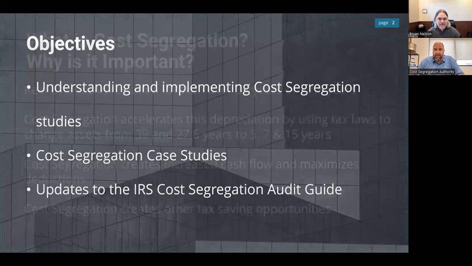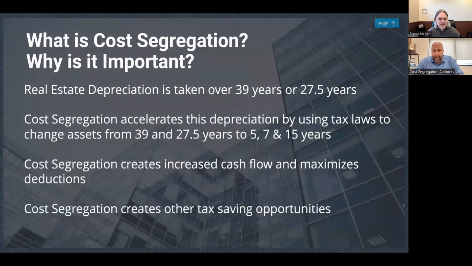So with that being said, we get asked quite often, what is cost segregation? And really all it is is accelerated depreciation on your real estate holdings. So one of the benefits of owning real estate is that we get to take a non-cash depreciation expense every year against our ordinary income. So normally commercial properties are depreciated over 39 years. Residential properties are depreciated over 27 and a half.